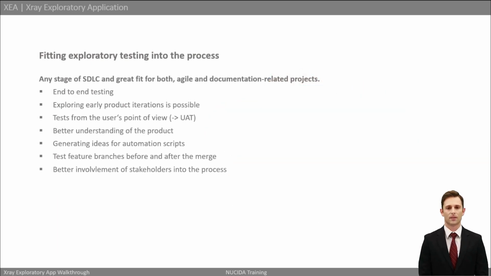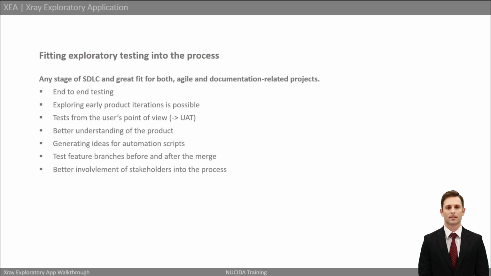Exploratory testing can be introduced in any stage of the testing process, and it's a great fit for both agile and document-related software development life cycles because it's extremely flexible and requires minimum upfront preparation. You can introduce exploratory testing by exploring early iterations of the product to generate ideas for future tests or identify gaps and opportunities in the product. You can also use exploratory testing to review the product from the user's point of view or perform user acceptance testing. Furthermore, it's also great to help you understand the product better and grow as an experienced tester. And it's a great opportunity also to generate ideas for automation scripts.